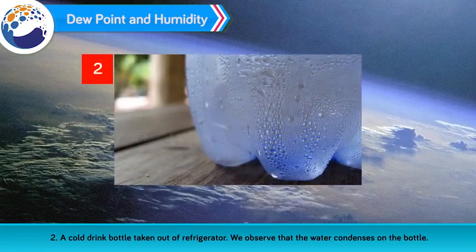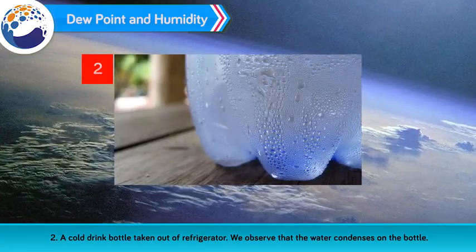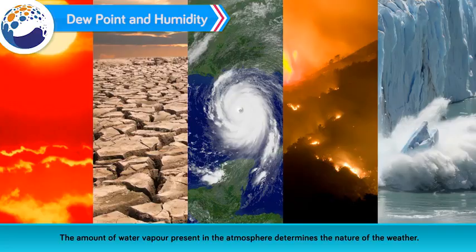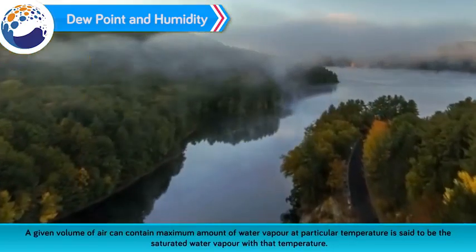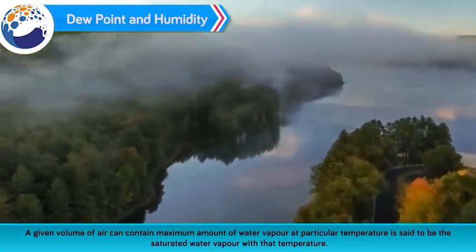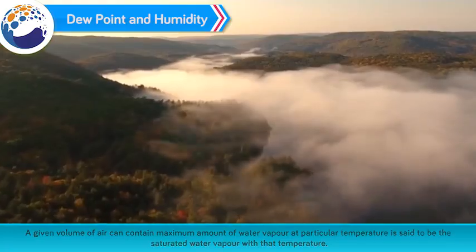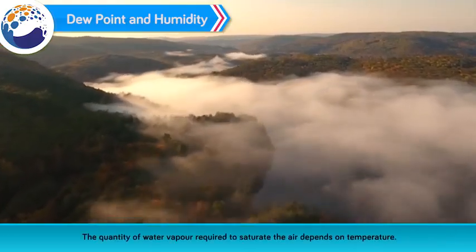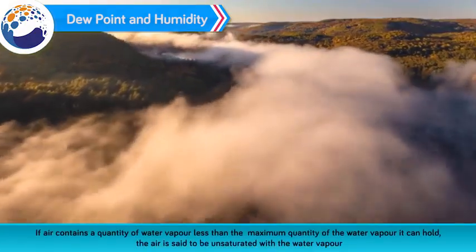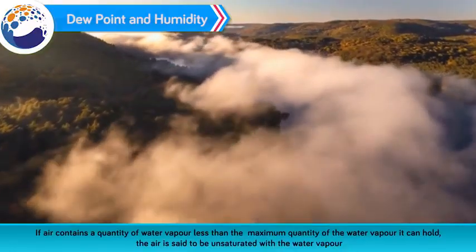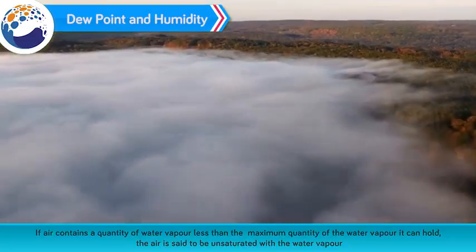Number 2. A cold drink bottle taken out of the refrigerator. We observe that the water condenses on the bottle. The amount of water vapor present in the atmosphere determines the nature of the weather. A given volume of air can contain a maximum amount of water vapor at a particular temperature and is said to be saturated with water vapor at that temperature. The quantity of water vapor required to saturate the air depends on the temperature. If air contains a quantity of water vapor less than the maximum quantity it can hold, the air is said to be unsaturated with water vapor.